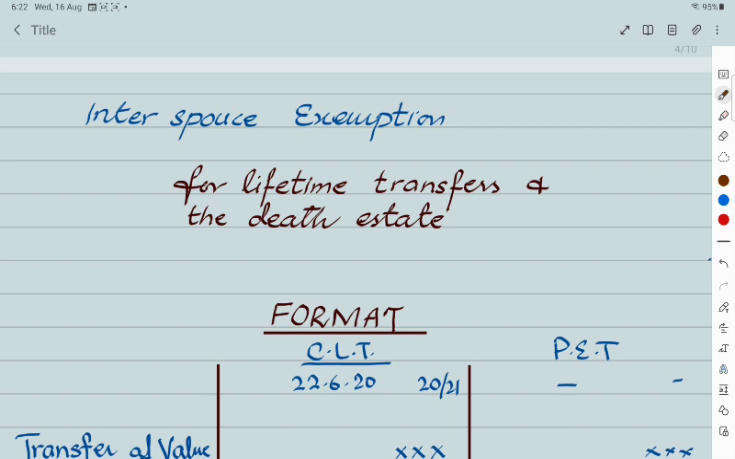Interspouse exemption. The interspouse exemption is for lifetime transfers and on death, and the transfer is said to be exempt. If the life partners have gifted to each other, then that gift is always exempt.